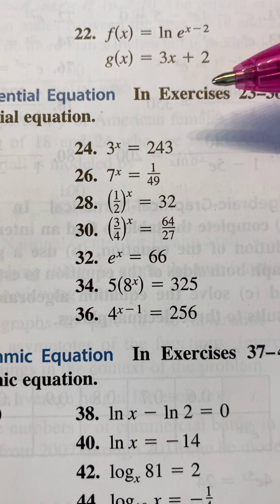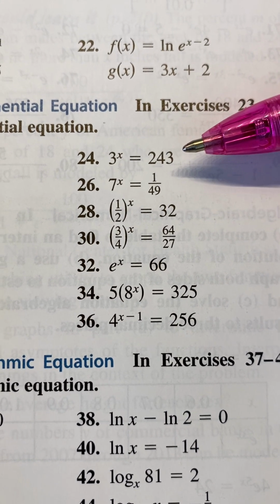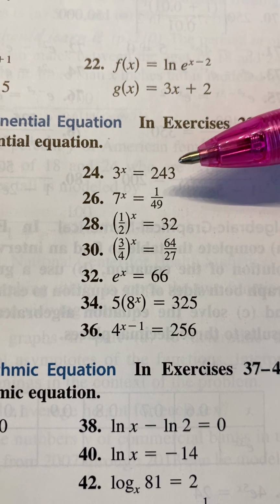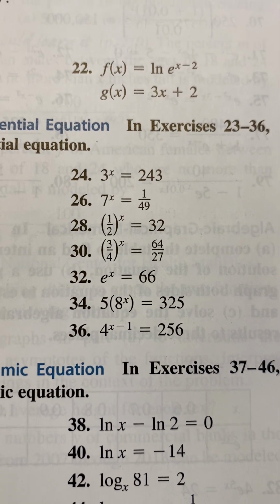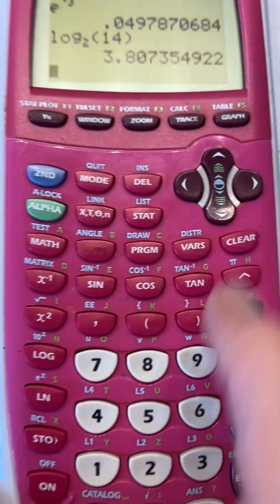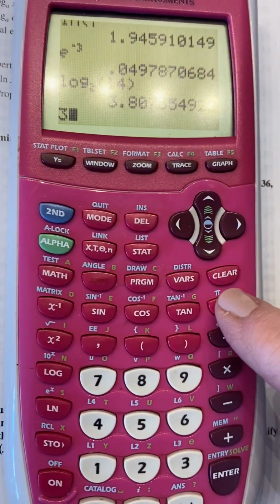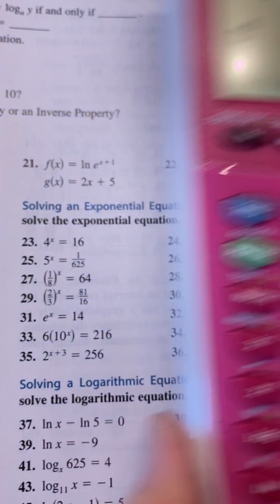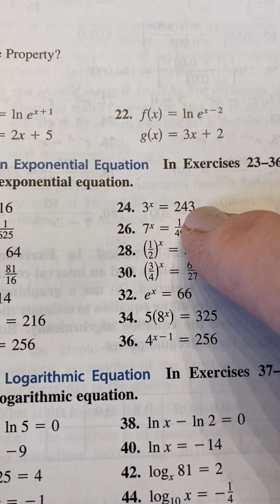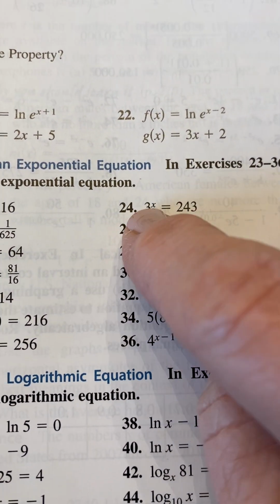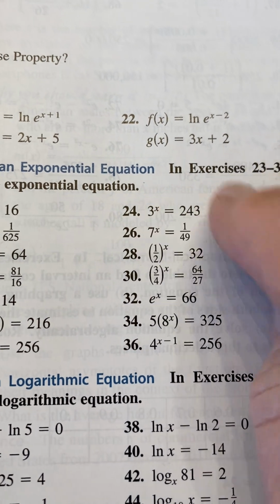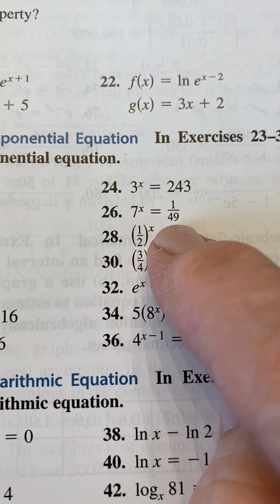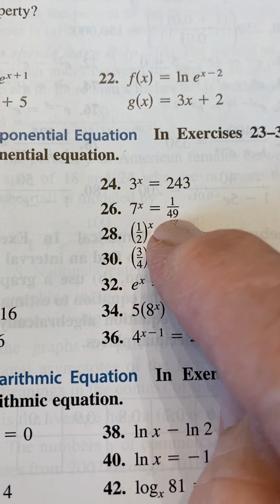3 to the x equals 243. Well, you could just log base 3 both sides, or you could know that 3 to the something is 243. Is it 3 to the 5th? I'm guessing. Yes. So you could write this as 3 to the 5th. So 3 to the x equals 3 to the 5th. x would be 5.